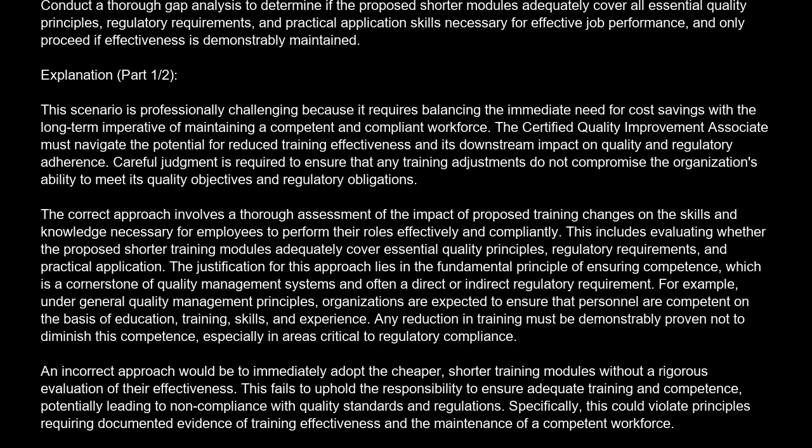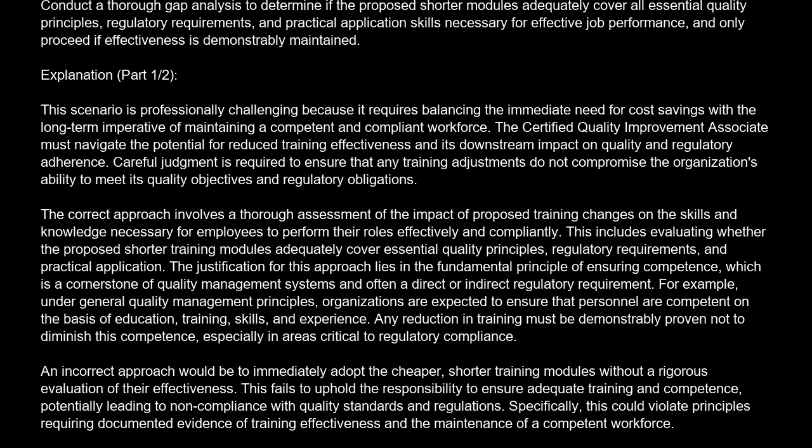For example, under general quality management principles, organizations are expected to ensure that personnel are competent on the basis of education, training, skills, and experience. Any reduction in training must be demonstrably proven not to diminish this competence, especially in areas critical to regulatory compliance.